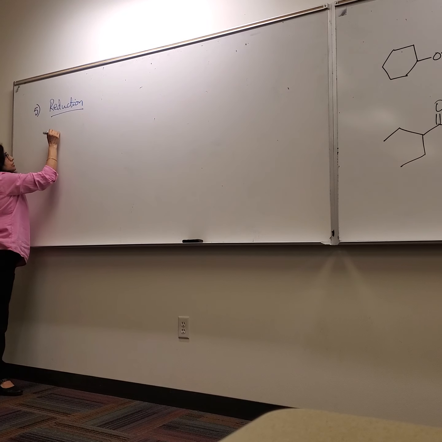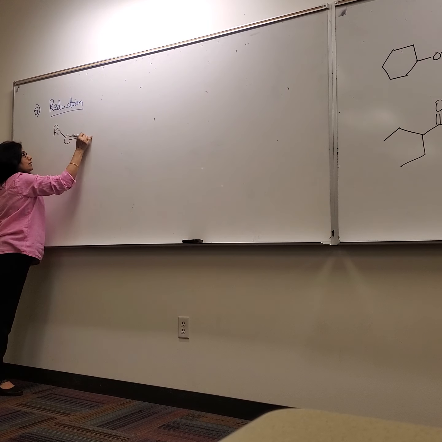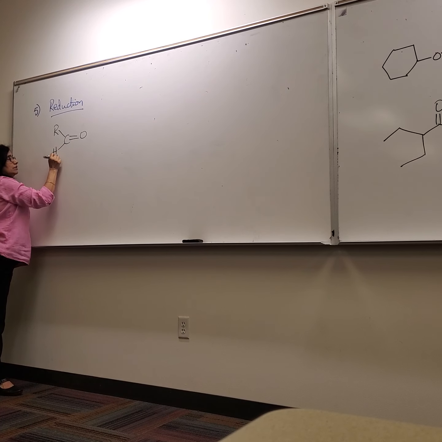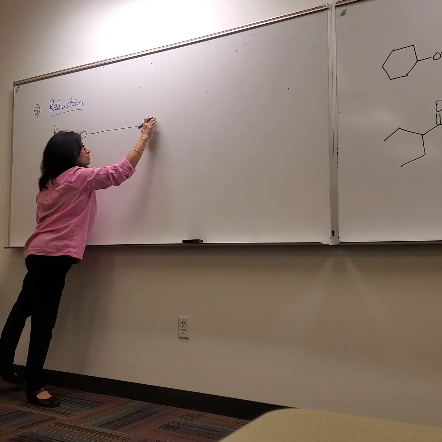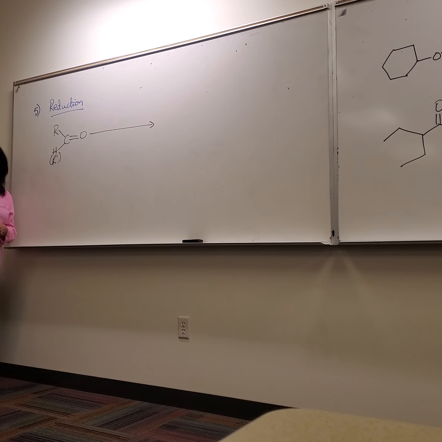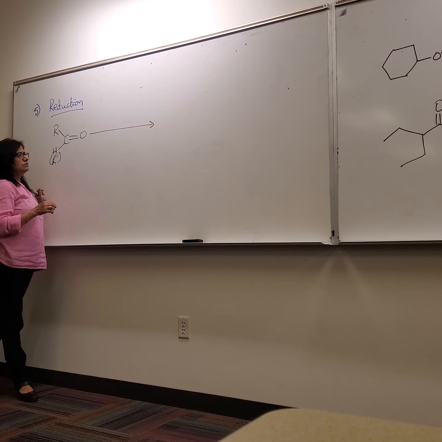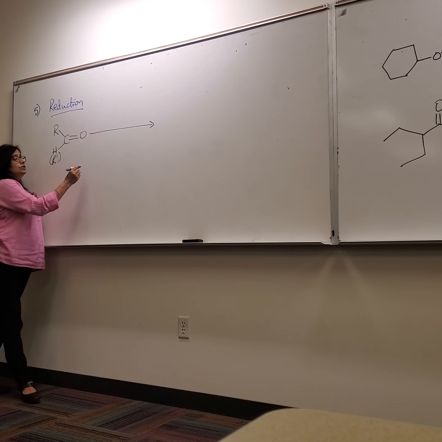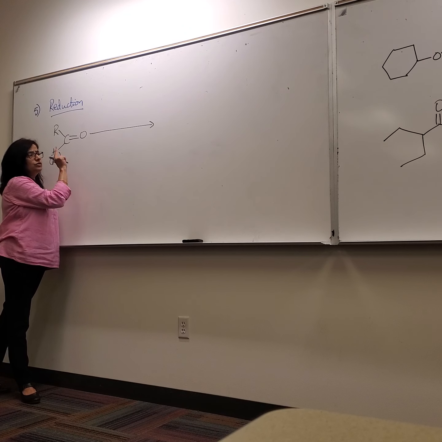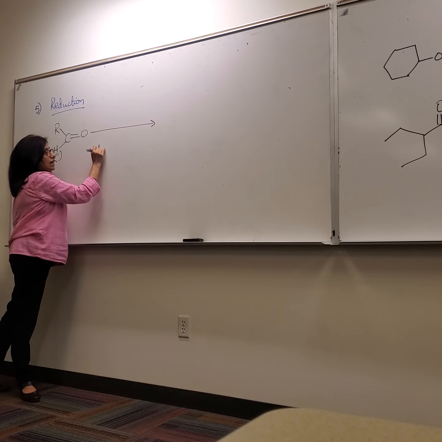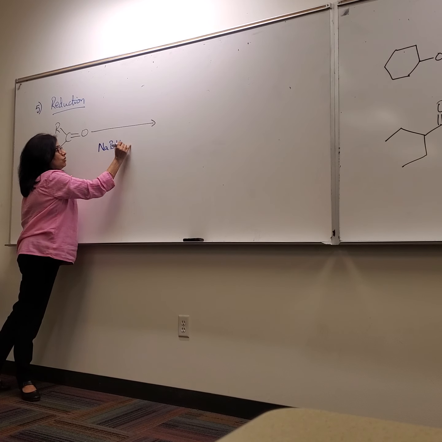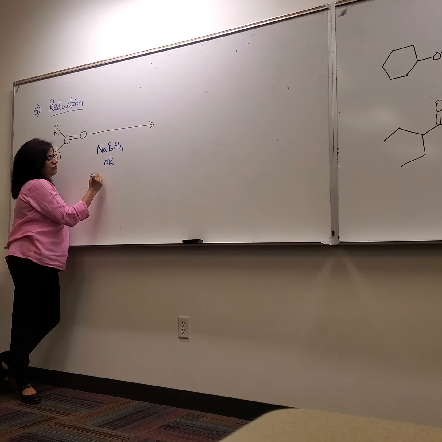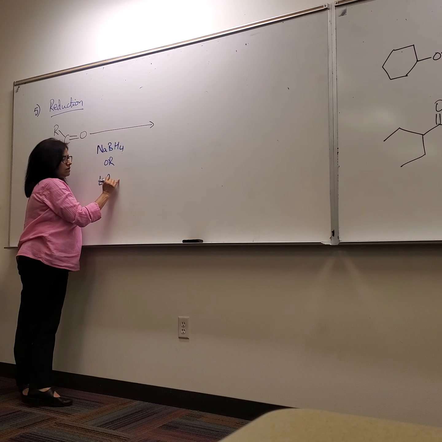Does anybody remember what reagents to use to reduce an aldehyde or a ketone? An oxidizing agent? Well, if you're reducing, why would you use an oxidizing agent? Sodium borohydride. So the two reagents used to reduce aldehydes and ketones are either sodium borohydride or LAH. Now, what does LAH stand for again? Lithium aluminum hydride.